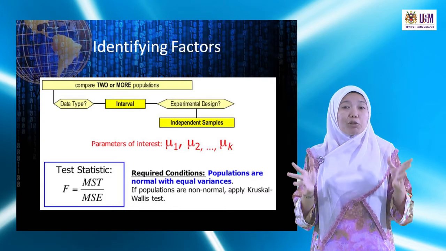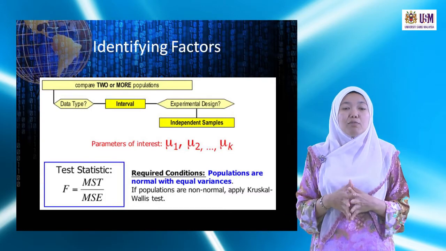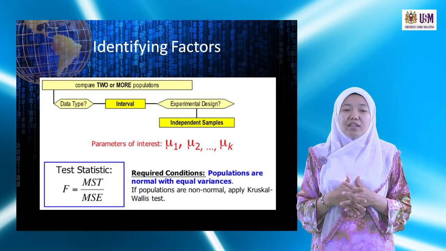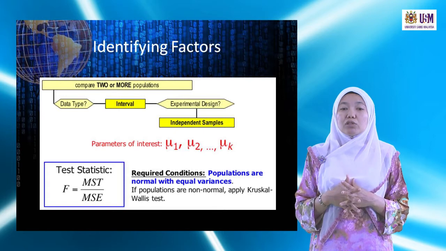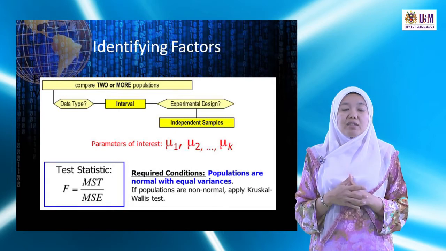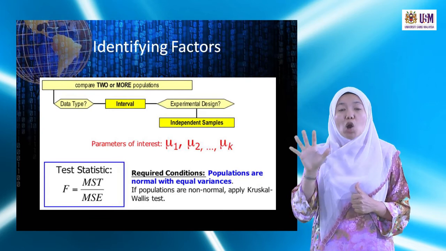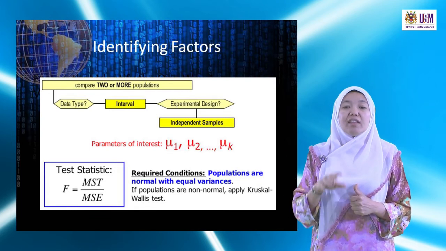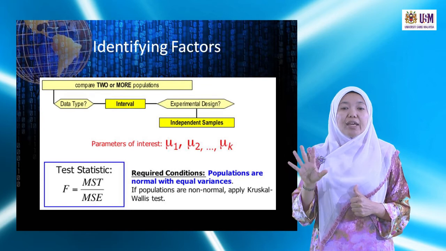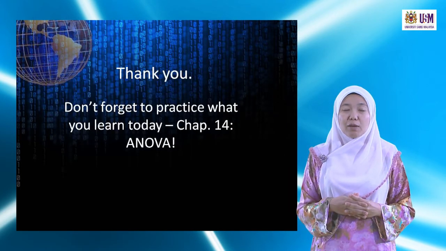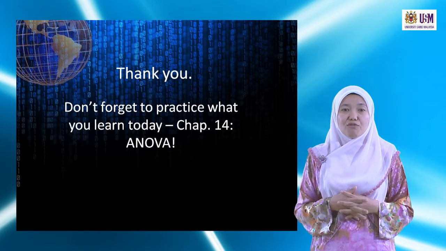And the most important formula, the final formula in step 3 of hypothesis testing in the case of ANOVA, is the F ratio, which equals MST over MSE. And what are the required conditions? You need to assume that your populations are normal and the population variances are equal. Basically, we have come to the end of this chapter of ANOVA or analysis of variance.